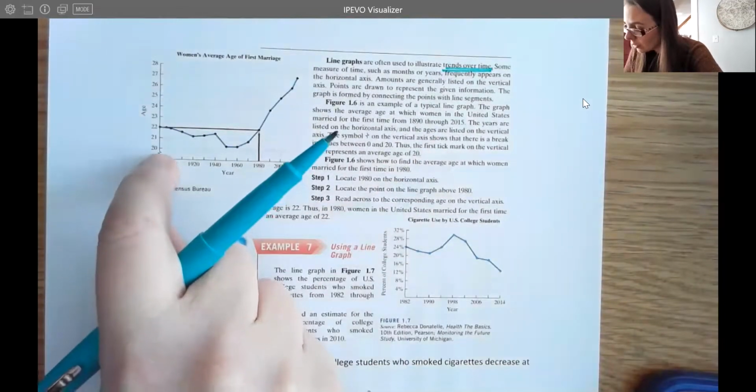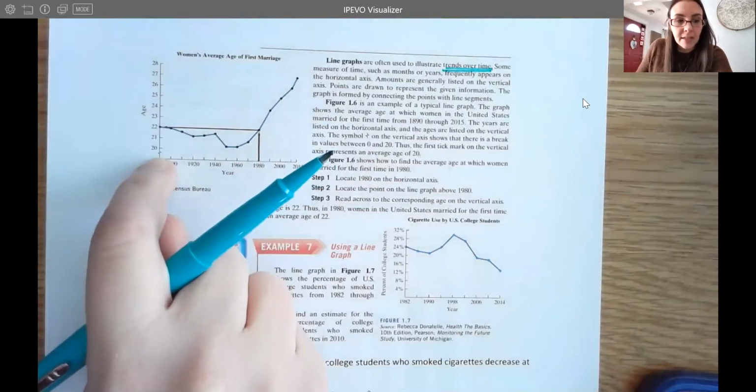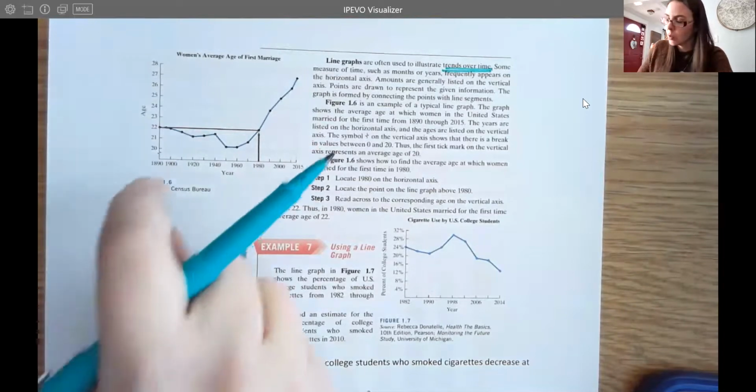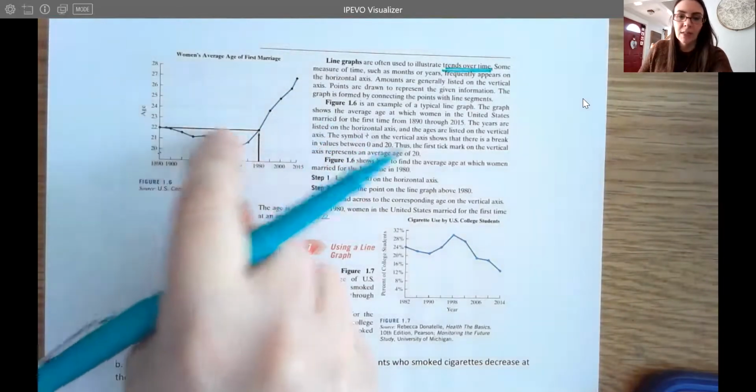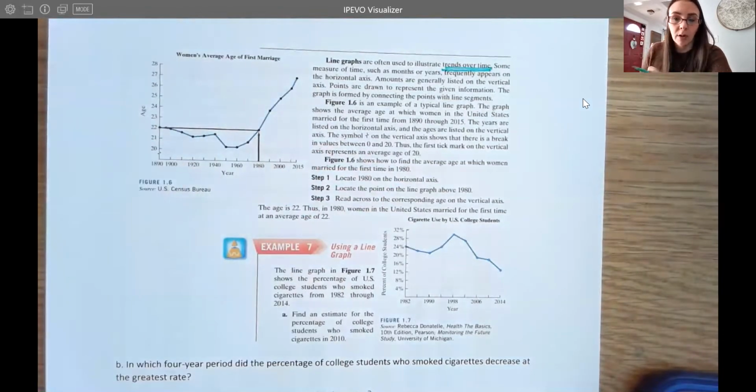You will see a little squiggle here. Sometimes if we cut out information on an axis, we will use that little squiggle to say, yes, we're skipping numbers, right? Because we don't want it to count from 0 to 20 if there's really no data underneath there. So we skip numbers. We should never do that with a bar graph though.